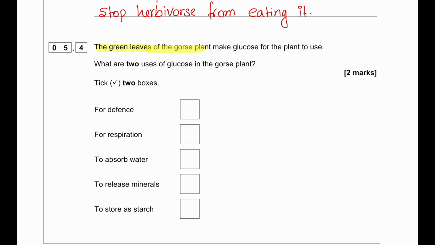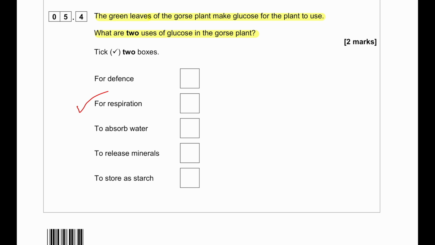The green leaves of the gorse plant make glucose for the plant to use. What are the two uses of glucose in the gorse plant? Now, glucose can be used by the plant for respiration, obviously, and it can also be stored as starch. The other options are for defense. Well, glucose is a food source, so it cannot be used for defense. To absorb water, increasing glucose concentration can disrupt other metabolic processes within the plant, so it cannot be increased in concentration within the plant to increase the amount of water.